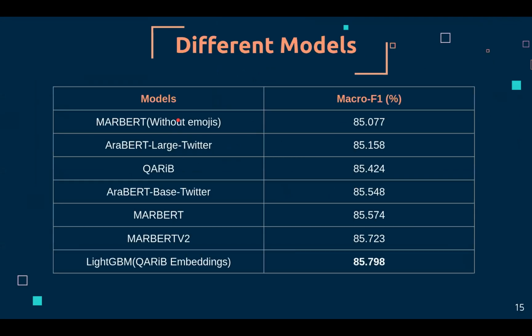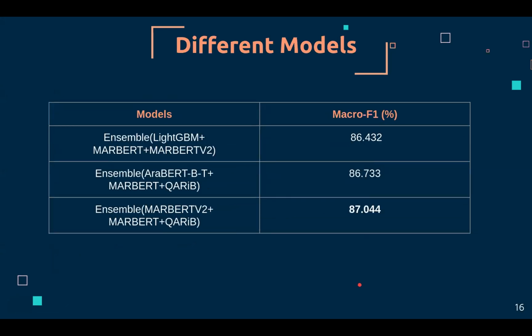Results: we tried some different models like MARBERT. We tried excluding the emojis, which produced 85.7, not a very impressive result. We tried ARBERT large Twitter, 85.1. We tried Qawarib, 85.4, ARBERT base Twitter, 85.45, and MARBERT version 2. The best individual model was a light gradient boosting machine with fine-tuned Qawarib embeddings on our dataset, which achieved 85.7, but that is the best only individually.